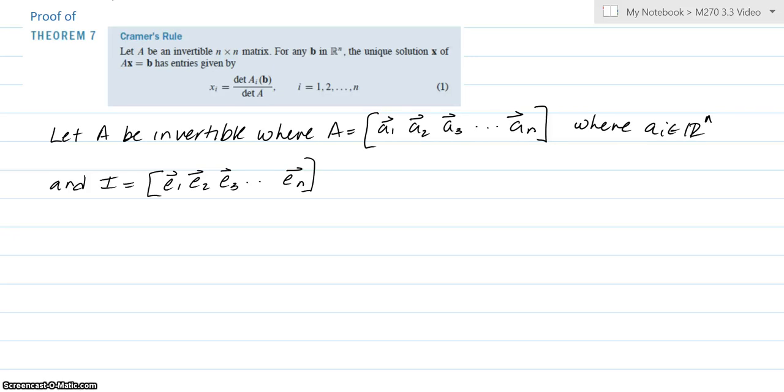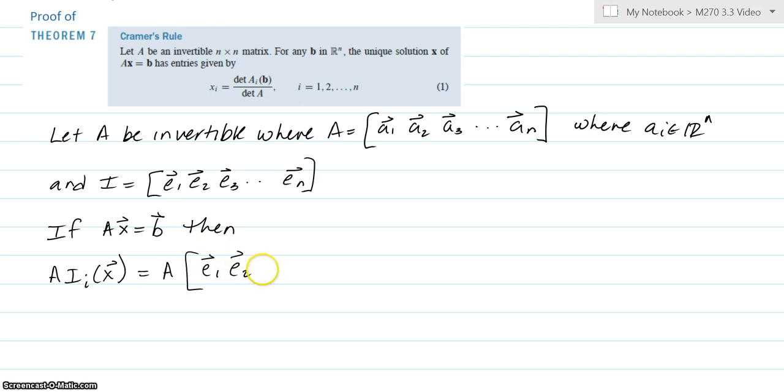So we're going to look at AX equals b. And instead of A times x, I'm going to take A times I sub i of x, using the same notation as before for A sub i of b, but now it's just I sub i of x. So what does that mean? We're going to leave A alone. I'm just going to figure out what this new matrix is. That means I'm going to have here e1, e2, dot, dot, dot. In the ith column, I'm going to put that vector x.